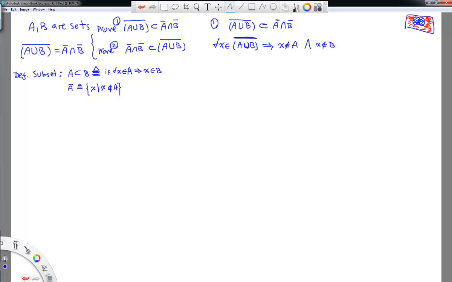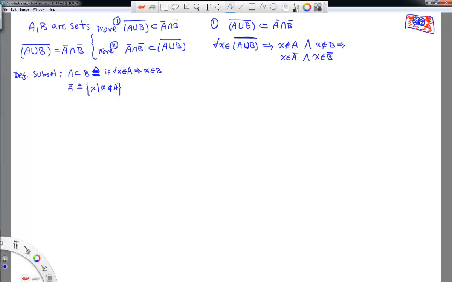That's how the x ends up in the complement of their union, because if x were in A, then it would be in their union. If x were in B, then it would be in their union. So for x to be in the complement of their union, it should not be in either one of the two. So it's not in A, and it's not in B, right? Now see from the definition of the complement, if x is not in A, then x is in the complement of A. So from here, I deduce that x must be in A complement, and the same logic applies here: x must be in B complement.